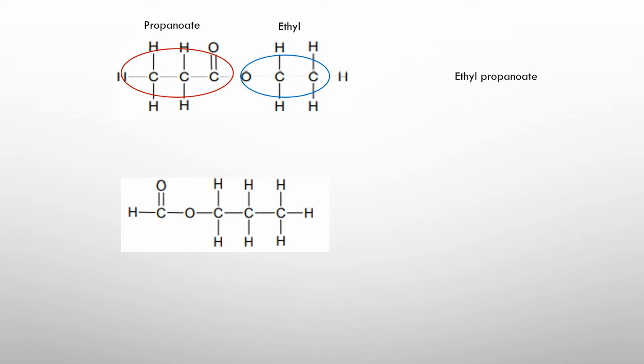Let's see how we're going to name this particular ester down here in the second example. So we do the same thing again. Identify the alcohol. A 3 carbon alcohol, that's propanol. So propanol is going to become propyl, while a 1 carbon carboxylic acid is going to be methanoate. So the name is propyl methanoate.